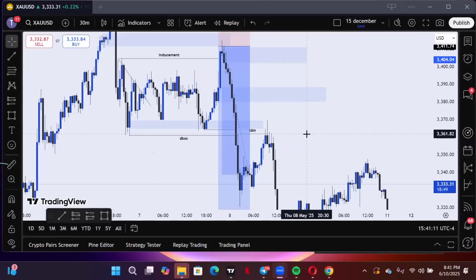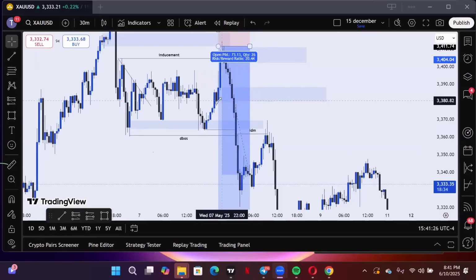Unmitigated. It means that you need to make sure that any point of interest you're picking, while the market was creating inducement, was not touched. Now, this is where my inducement is. And if you pay attention, there was no point of interest that the market mitigated when it was creating the inducement here. This is unmitigated, unmitigated, unmitigated. So you see I have the 3 points of interest.